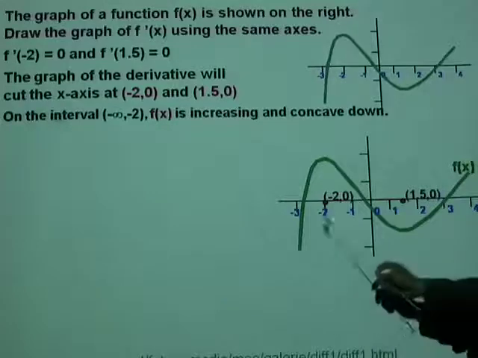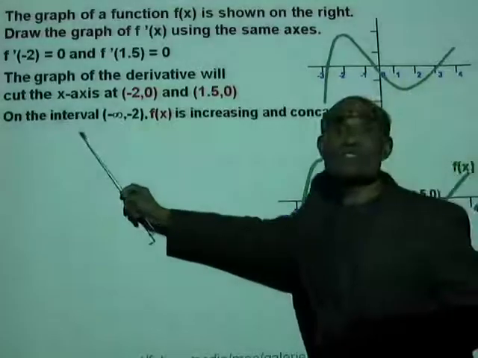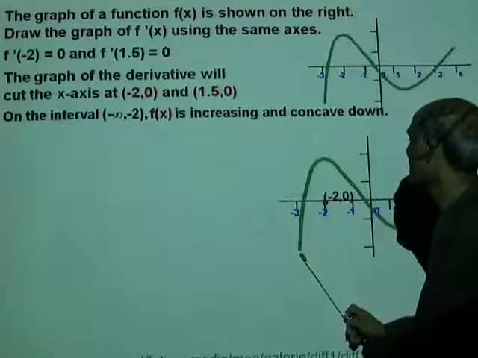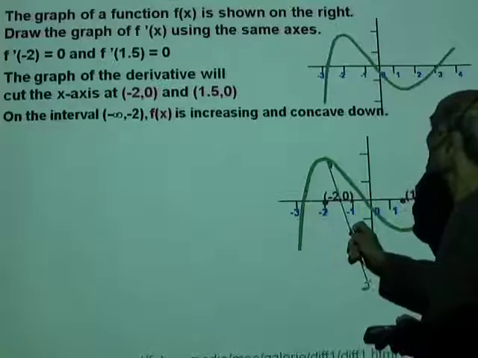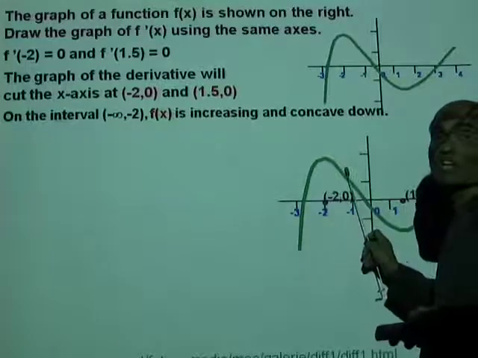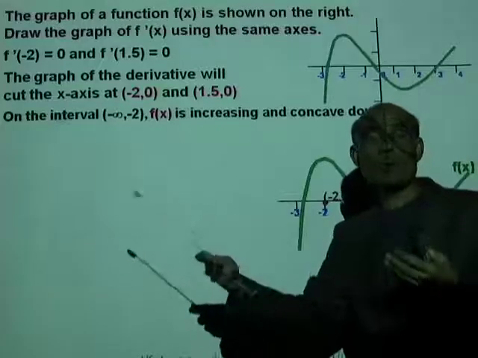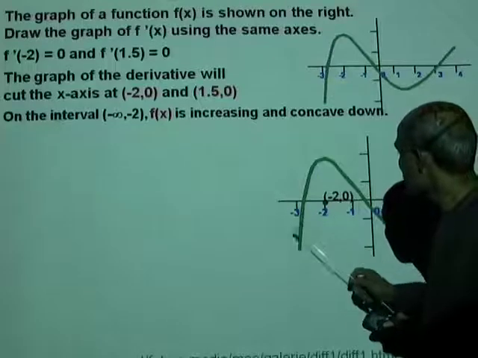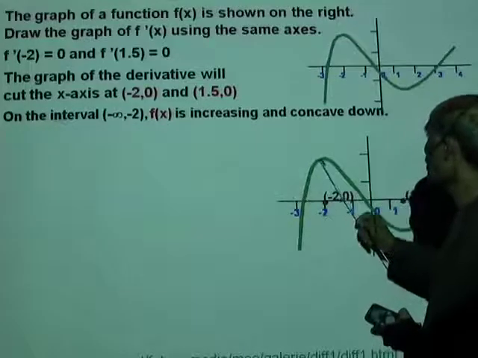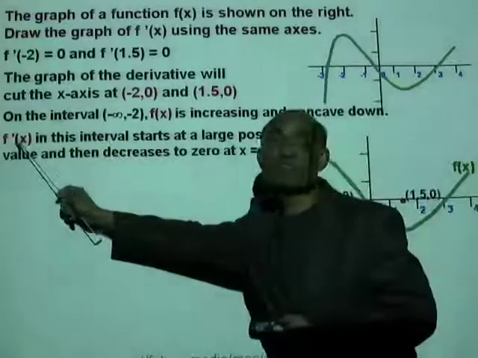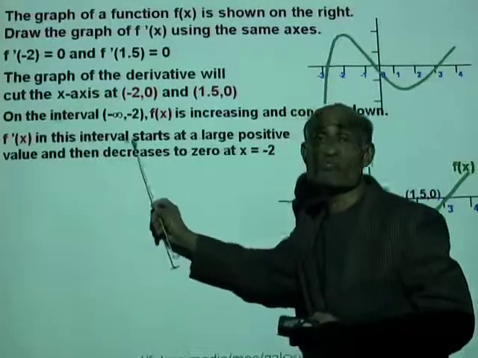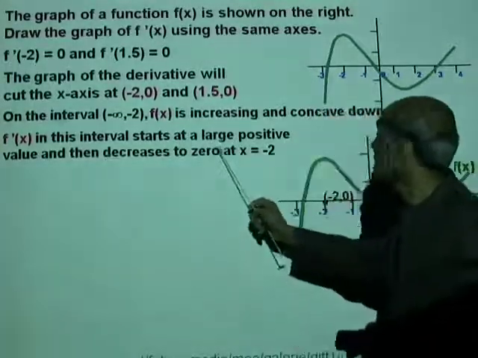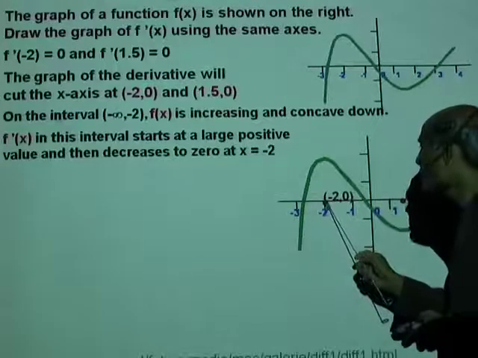Okay, let's now talk about the remaining behavior. On the interval negative infinity to negative 2, can you tell me how the graph is behaving? The function is increasing and concave down. Increasing and concave down. How will the derivative behave? On negative infinity to negative 2, the function is increasing and concave down. Therefore, its derivative f prime x in that interval will have a large positive value and then decreases to 0 at x equal to negative 2.